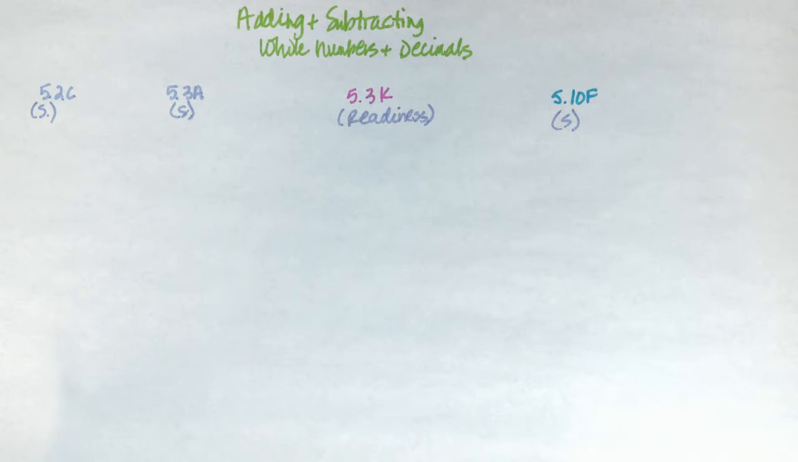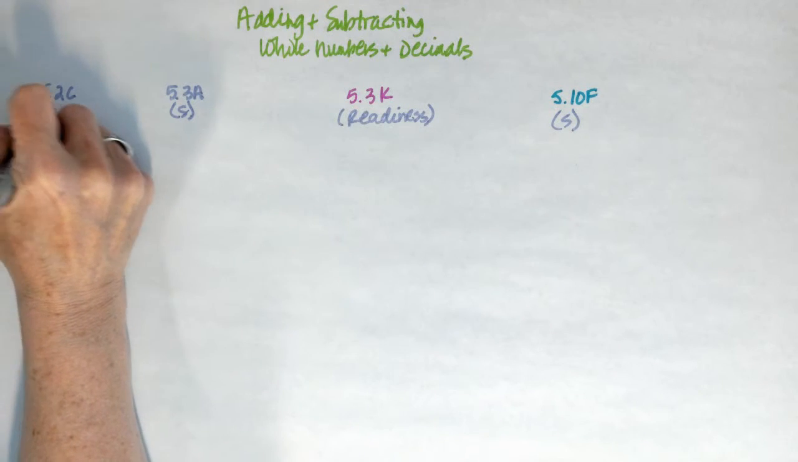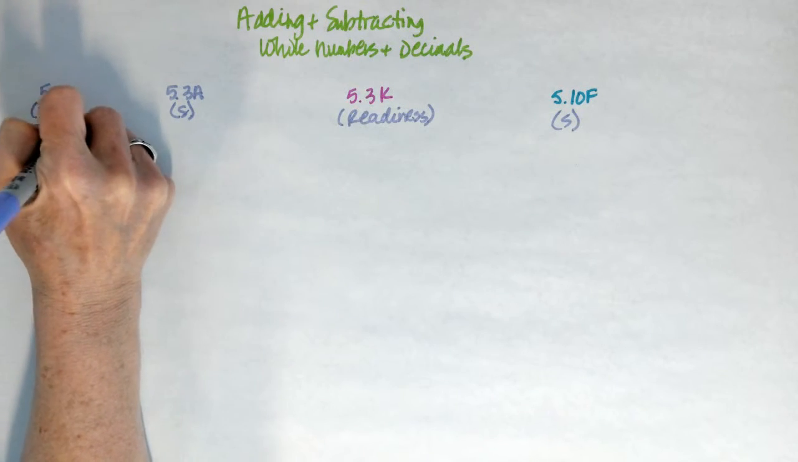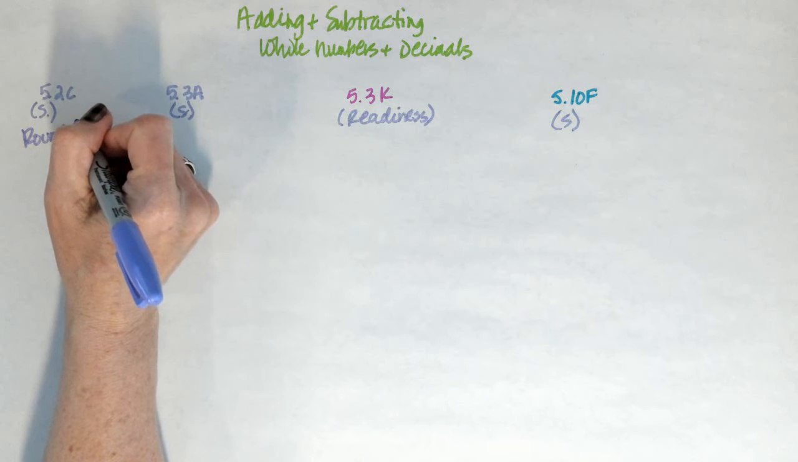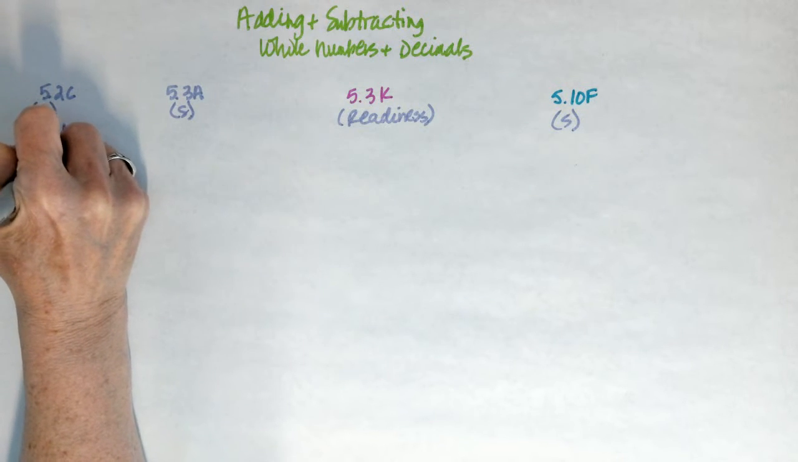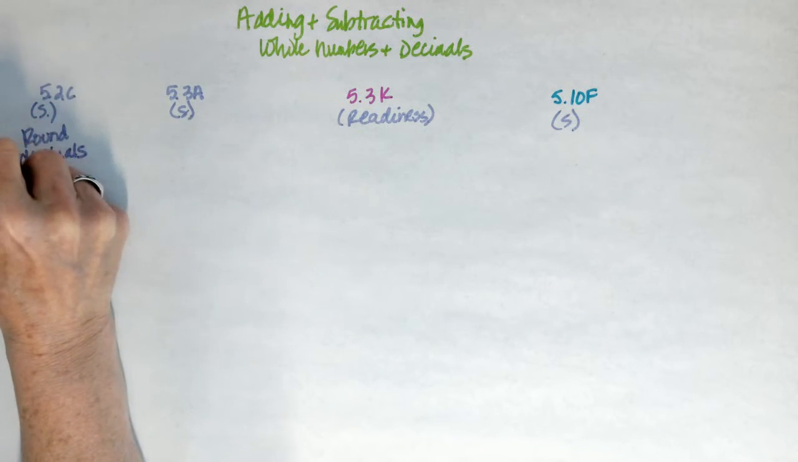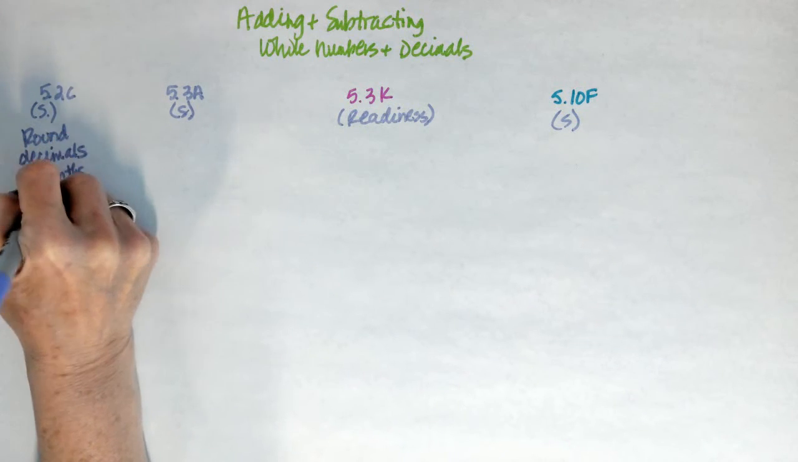So let's first begin with talking about 5.2c and 5.3a. So 5.2c is our rounding TEK. So what do we have to round in 5th grade? We have to round decimals to the tenths or hundredths place.